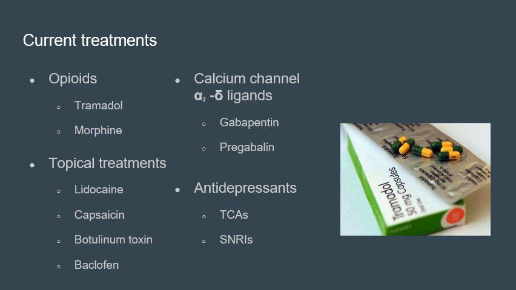Topical therapies include capsaicin, lidocaine and botulinum toxin. These therapies are usually recommended in patients with local neuropathic pain. Capsaicin exerts its pain-relieving properties by desensitizing the pain receptors via activation of the TRPV1 receptor.